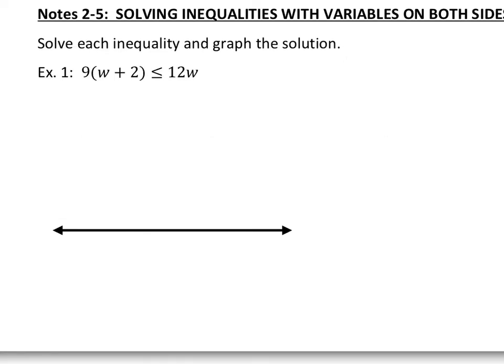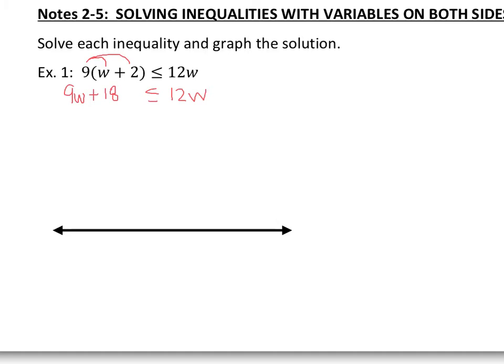Okay, so let's look at example 1. We have 9 times w plus 2 is less than or equal to 12w. So the first thing that you're going to do is distribute to get rid of your parentheses. So you've got 9 times w, and then you're going to take 9 and multiply it by 2. 9 times w is just 9w. 9 times 2 is plus 18. And then we've got less than or equal to 12w.